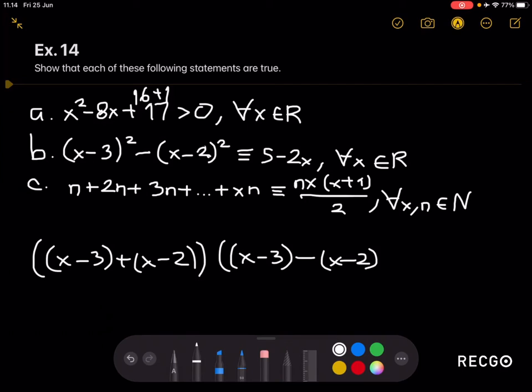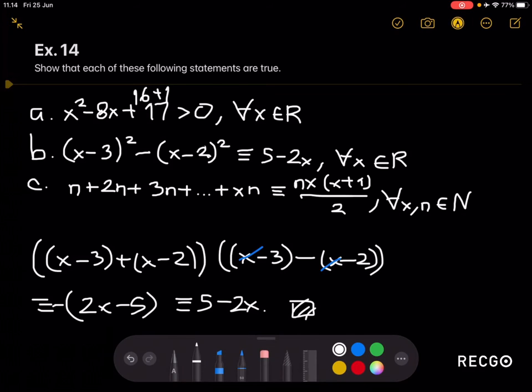Notice that I have written this in parentheses. And notice that this is equivalent to, let's say we have 2x minus 5. And then this x and this x will cancel. This 3x minus 2x, that will leave us with negative 1. So we can just leave a negative sign there. And after expanding this, we will get that this is equivalent to 5 minus 2x, as desired and hence proven.